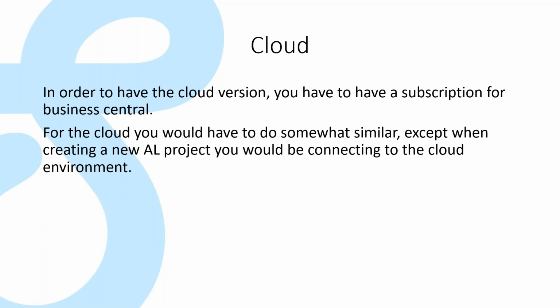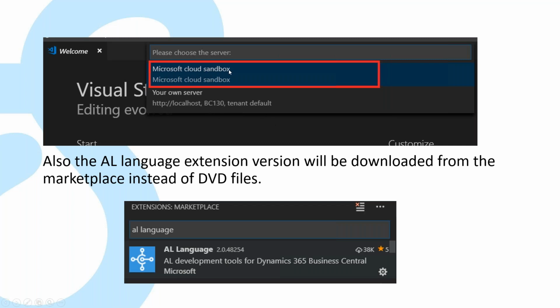Talking about the cloud, in order to have the cloud version, you have to have a subscription for the Business Central. And once you have that, for the cloud, you will have to do somewhat very similar what we just did for the on-premise version, except when creating a new AL project, you will just be connecting to the cloud environment. So when we were selecting your own server option, for the Cloud Sandbox, we will have to select the first option, Microsoft Cloud Sandbox. And one more thing, the AL language extension version will be downloaded from the marketplace, because Business Central Cloud always is using the latest version for the AL language.